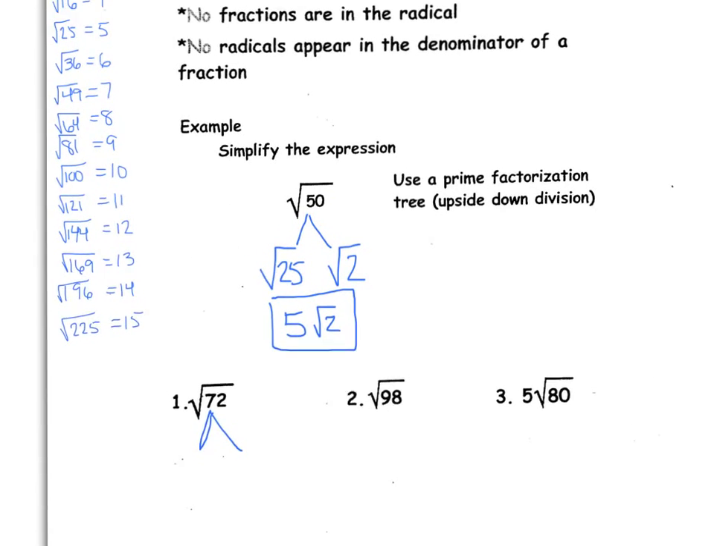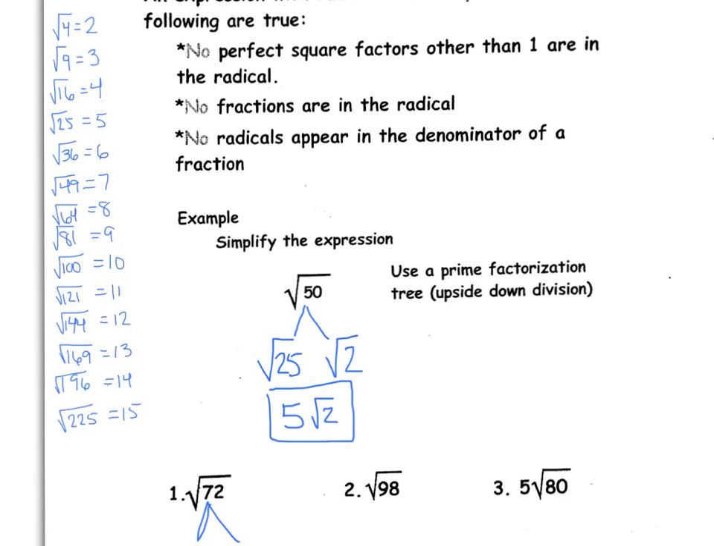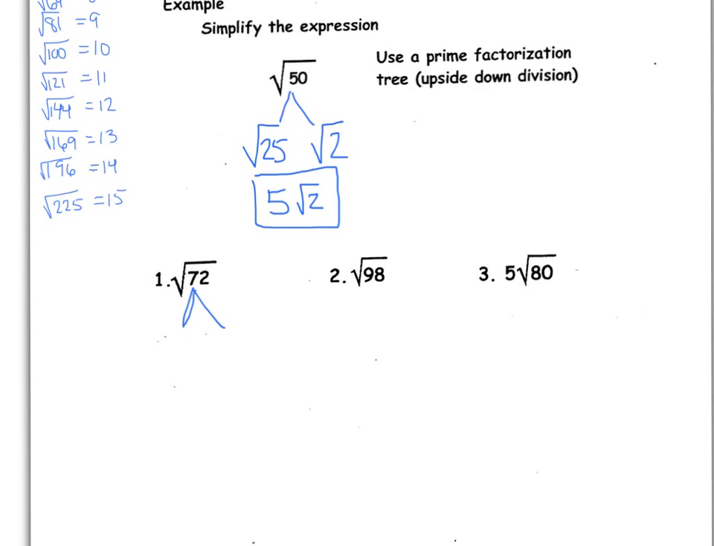So we go over here to our perfect squares list and look for, well look, 36 is already a perfect square. Well, that's perfect. So I know that it's going to go into 72. 36 will go into 72. Always write your perfect square first. Now, how many times does it go into 72? Well, it goes into it twice. So the other radical is 2.